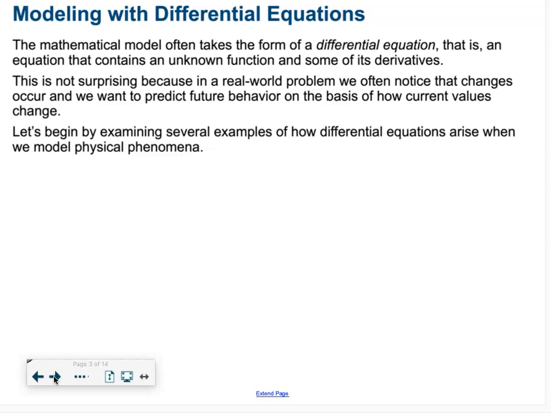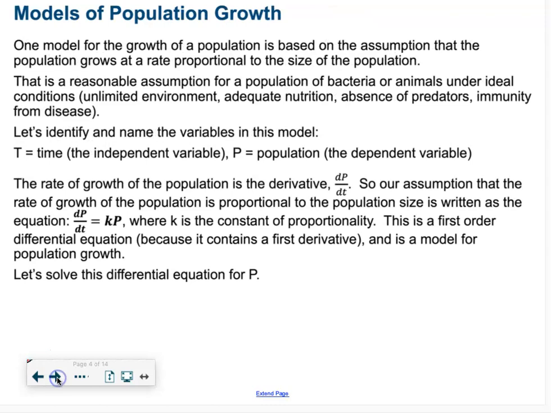So the mathematical model often takes on the form of a differential equation, which is essentially an equation that contains derivatives. This is not surprising because in a real-world problem, we often notice that changes occur, and we want to predict future behavior on the basis of how current values change. Remember that a derivative gives you an instantaneous rate of change. So if you have a derivative in an equation, it's talking about a rate of change and how that rate of change relates to other stuff. Let's begin by examining several examples of how differential equations arise when we model physical phenomena.